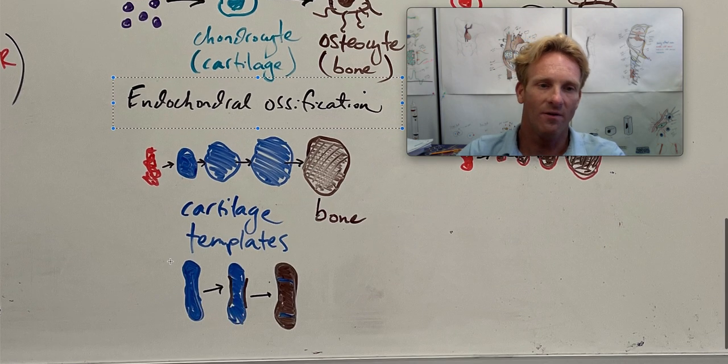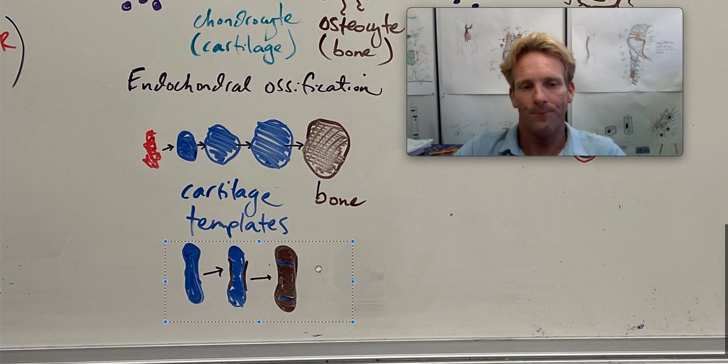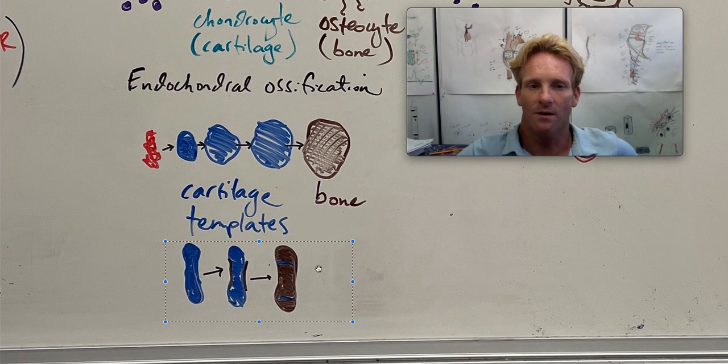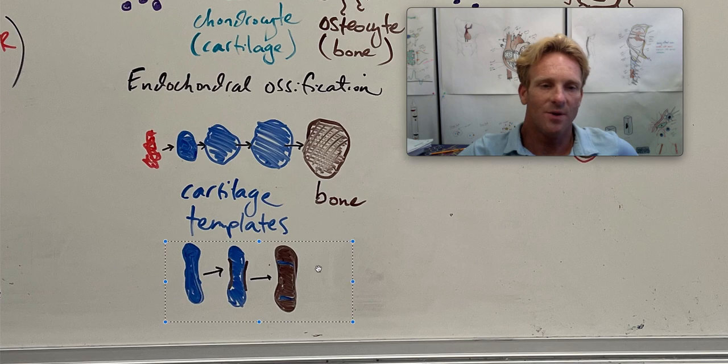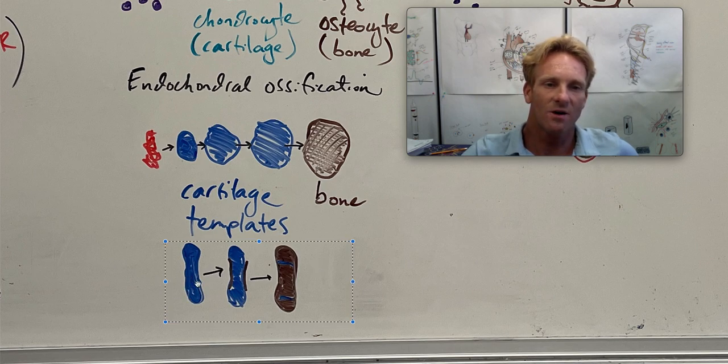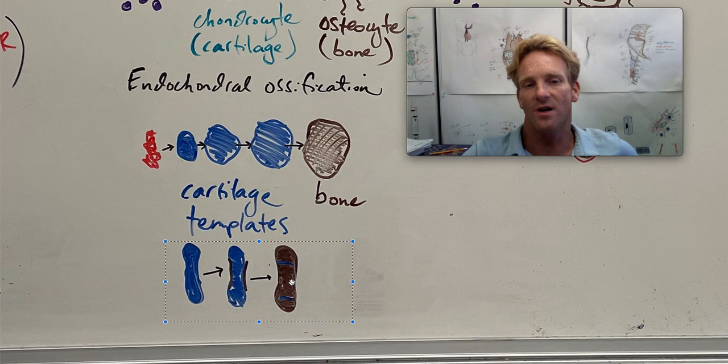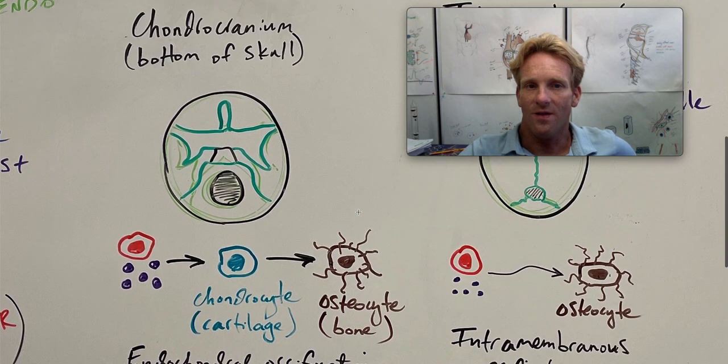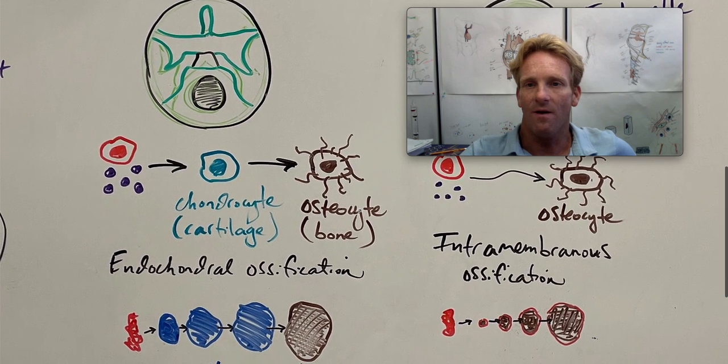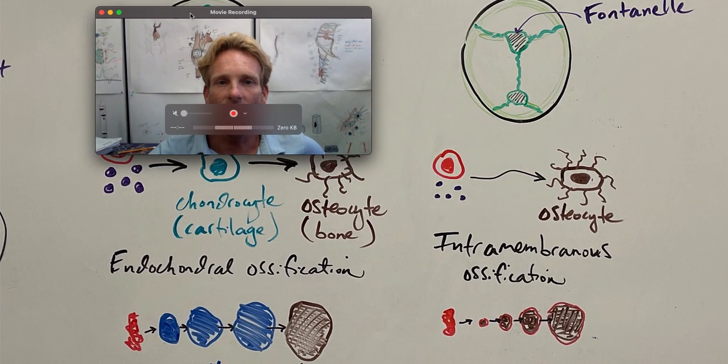This is a little animation, a little series of pictures that shows how this works. You get this cartilage template that slowly gets converted to bone, and again, that's called endochondral ossification. So that's going to be in contrast to how the top of the skull is going to develop.